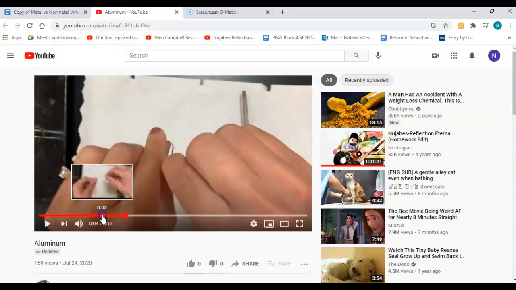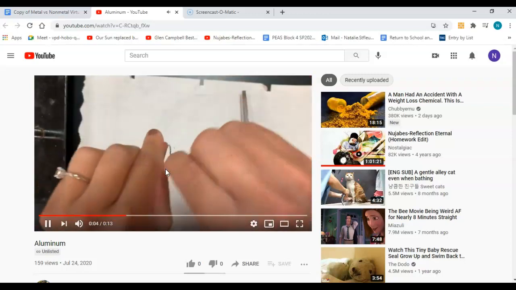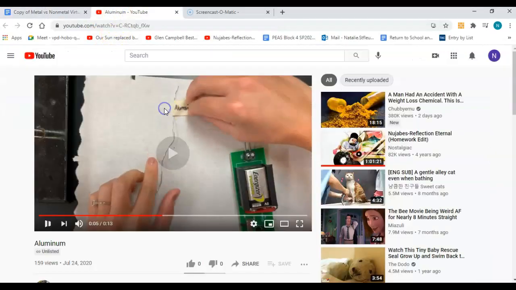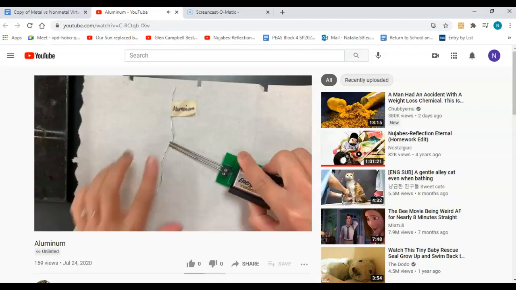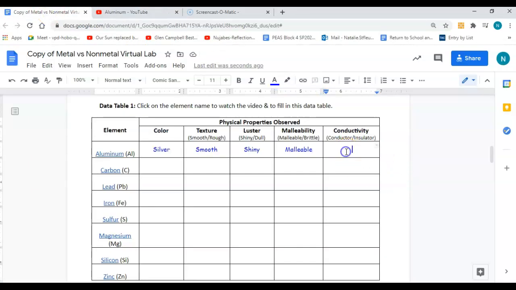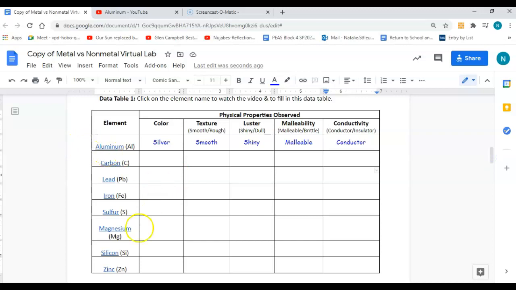Notice that in this video, this person was able to bend the aluminum. So that means that it's malleable. Now this person will do the conductivity test. And you hear a beep there, so that tells you that it's a conductor. If you don't hear a beep, then it's an insulator. You would fill out this table for each of the elements using that same procedure, filling out the physical properties that you observe by clicking on the video link.